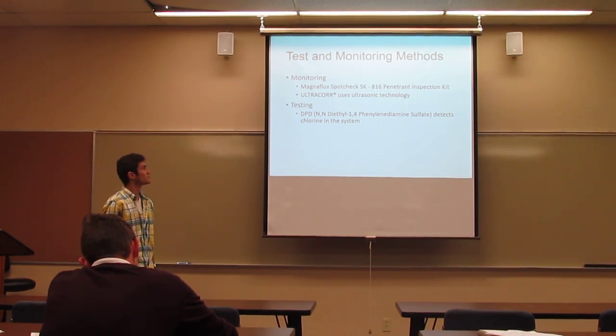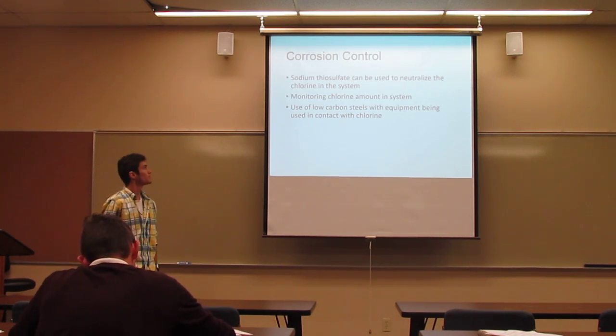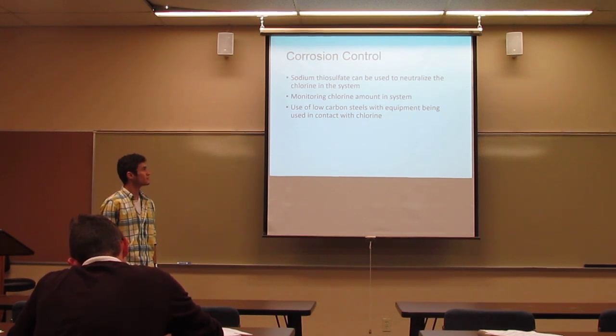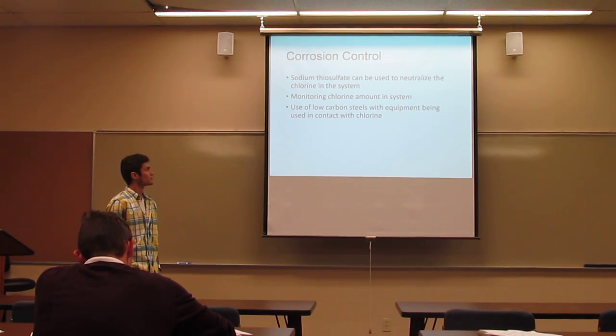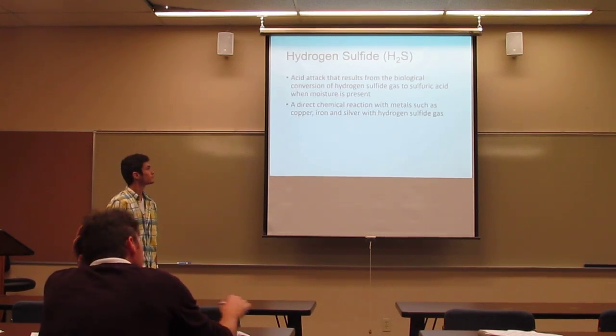Testing and monitoring methods: MagnaFlex, spot check, SK816 penetrant inspection kit. UltraCore uses ultrasonic technology. Testing: DPD detects chlorine in the system. Corrosion control: sodium thiosulfate can be used to neutralize the chlorine in the system. Monitoring chlorine amount in the system. Use of low carbon steels with equipment being used in contact with chlorine.